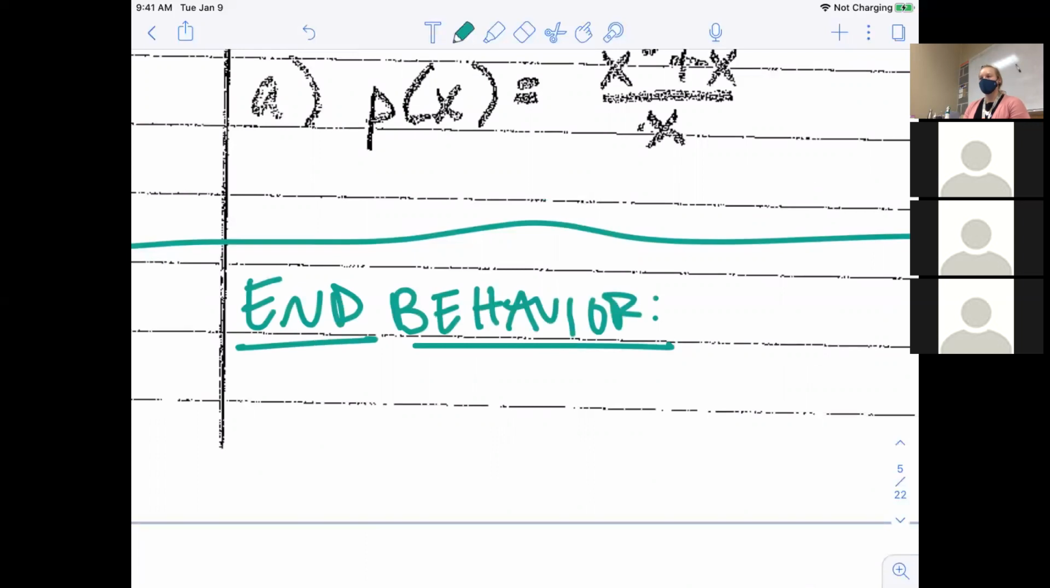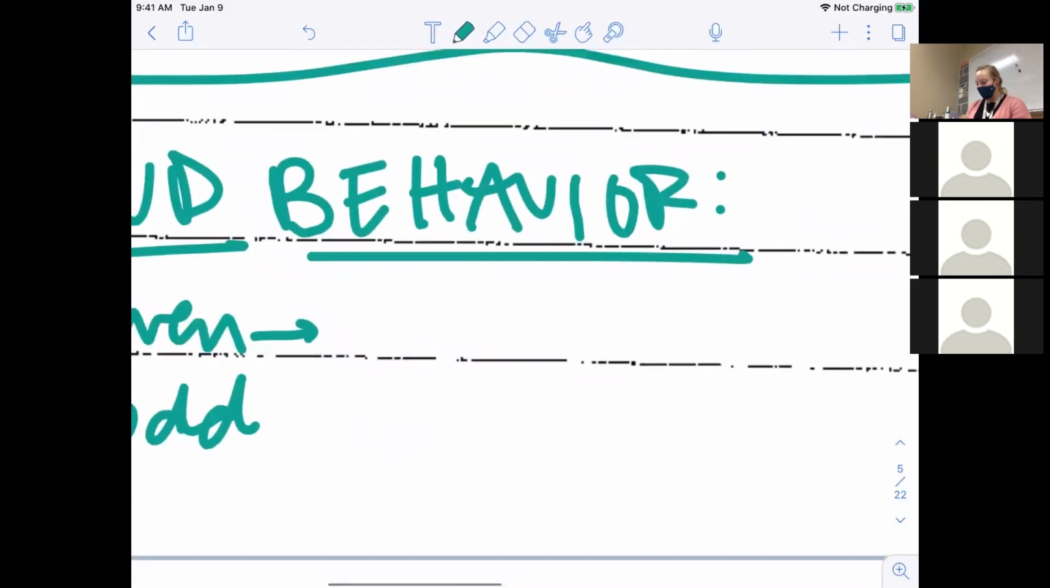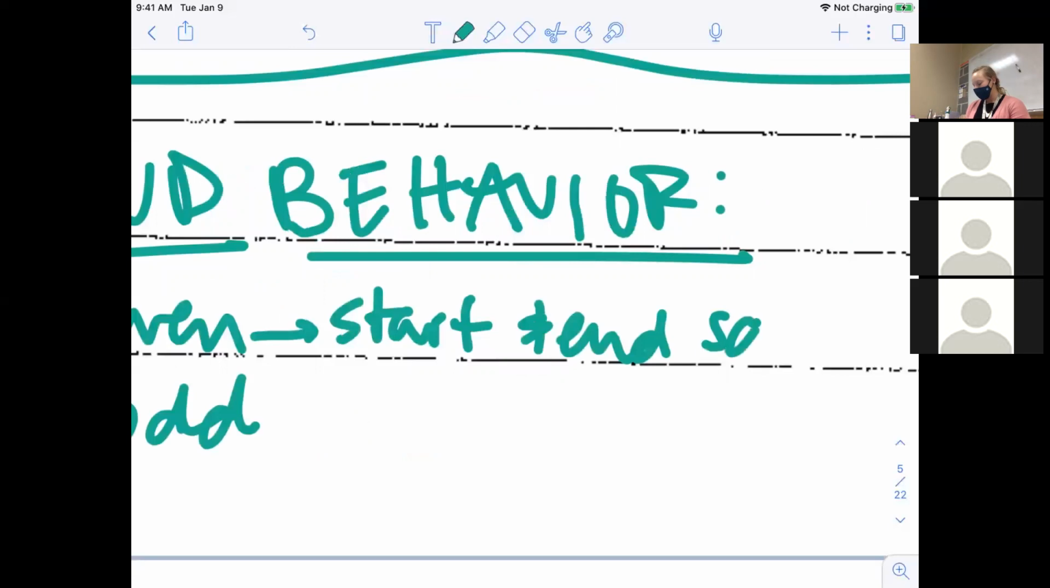End behavior is what happens at the ends of your graph, okay? And we have 2 types. We have even and we have odd. I understand we just went over even and odd symmetry, and that can be confusing, but this looks different and feels different, so hopefully we'll be able to keep them a little bit apart. And we don't just have even and odd, we'll have positive even and negative even, and positive odd and negative odd. So I'll show you what that looks like in a second. Even means that they start and end in the same direction.